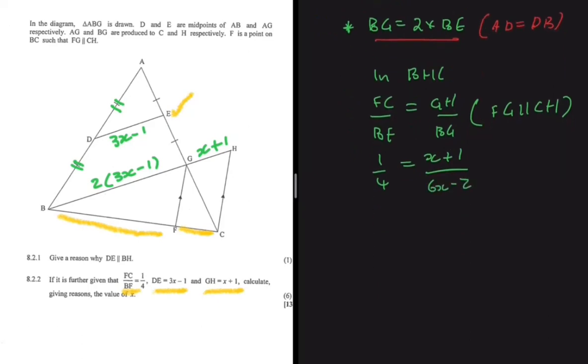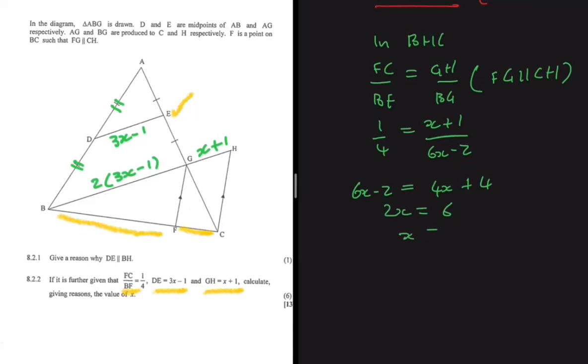Right? So now we are actually done with the conceptualization, right? We're just computing the value of x. So if we cross multiply here, we're going to get 6x minus 2 being equals to 4x plus 4. So it should be easy to see here that 2x will be equals to 6. So x should be equals to 3, right?